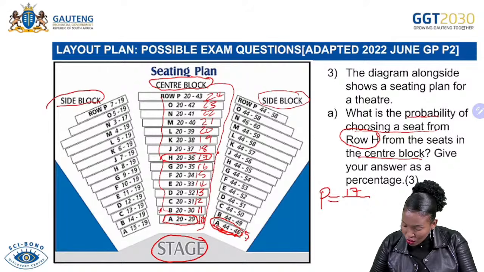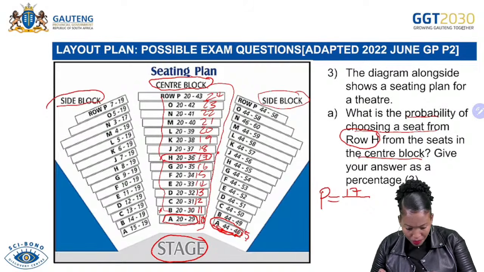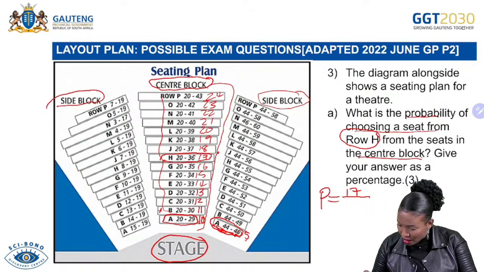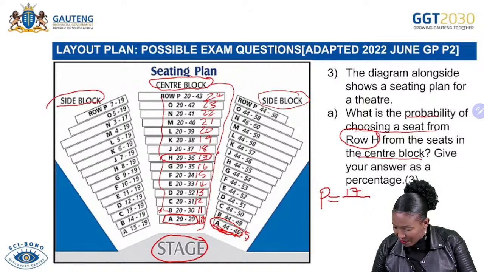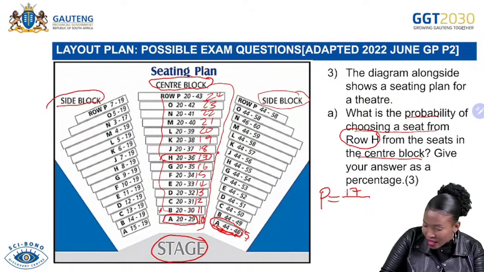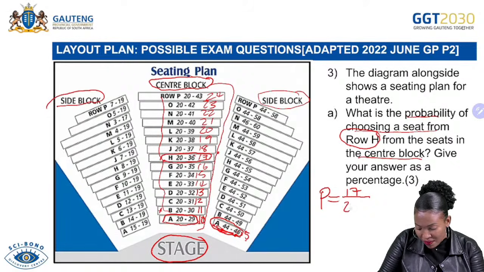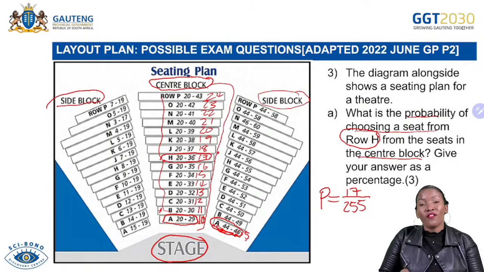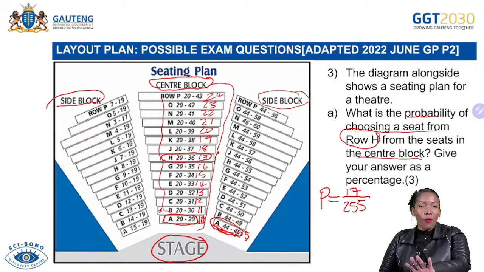If you don't have your calculator, how are you going to do this one? Because some of you have this tendency of going to the exam room without your calculator. So if you don't have a calculator, as a mathlet, you're not going to survive this question. So the total number of seats in this middle block is 255 seats. We've got 255 seats. That is the probability.